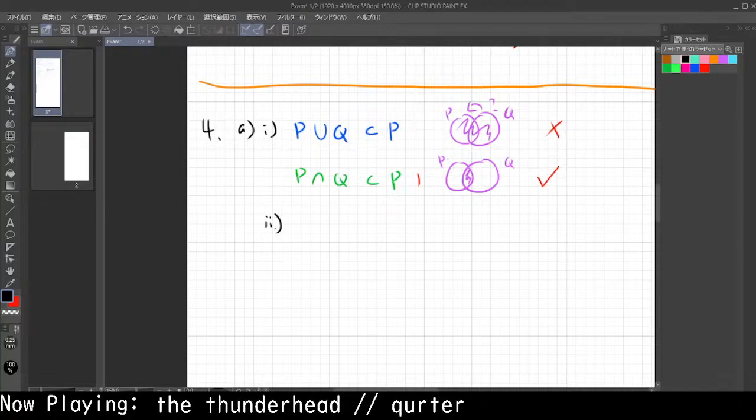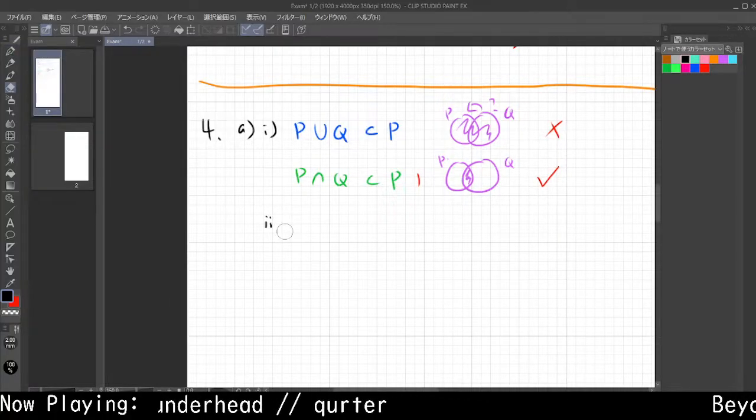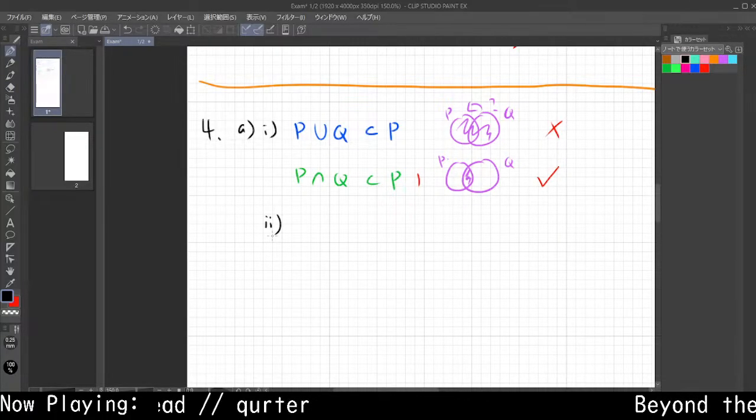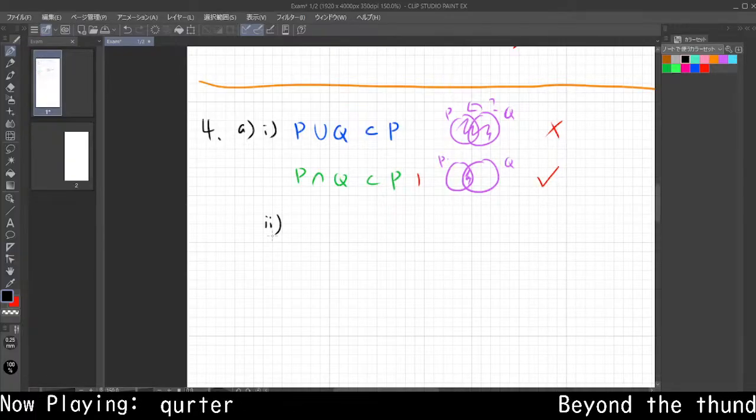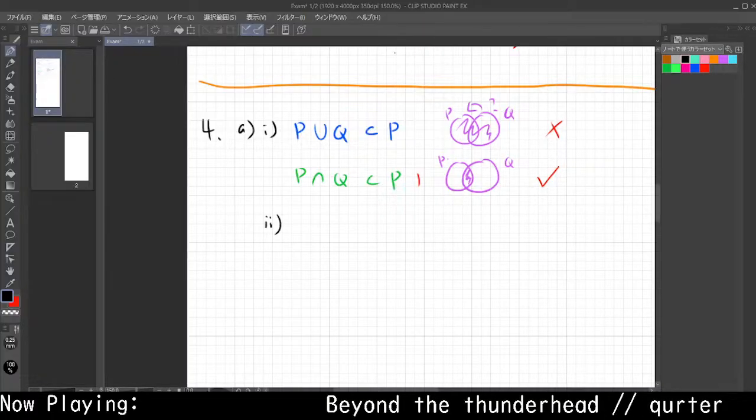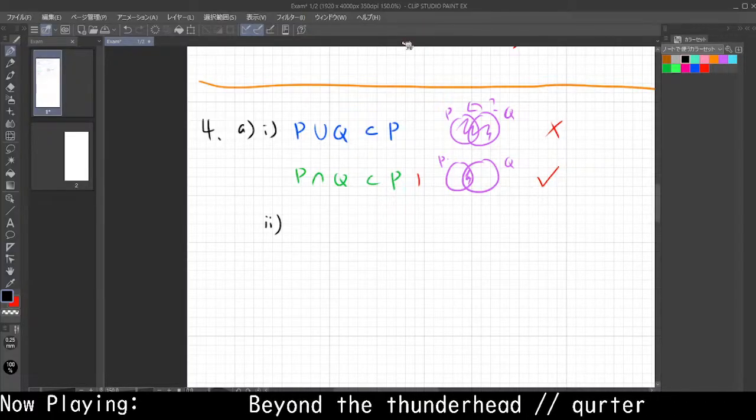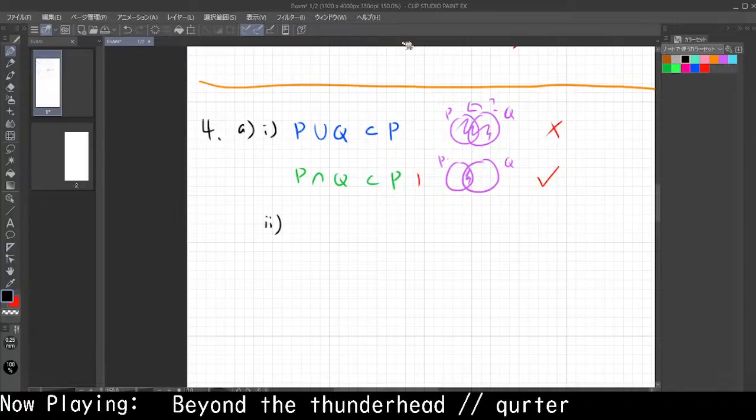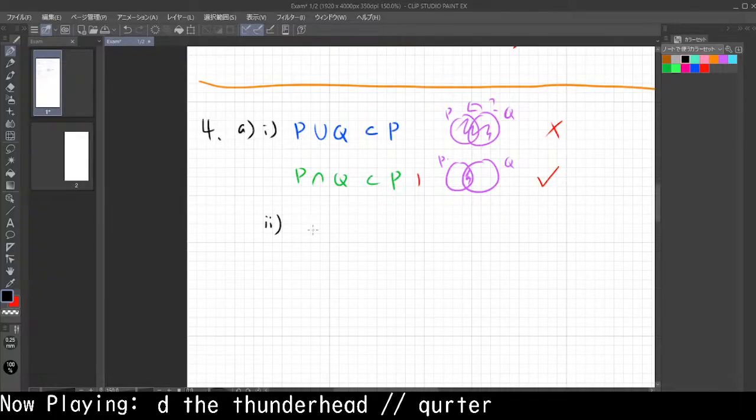So if you're unsure, please just draw it out. You only really have two possible answers, 50-50. If you're unsure, just draw it out. Sets you can just draw and visualize them. If you're able to see it, then you can answer better. Okay, next.